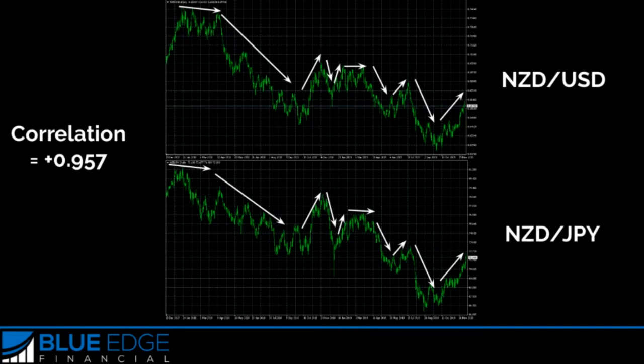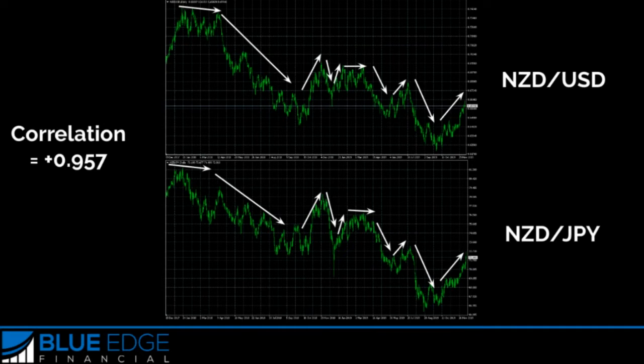For example, here you can see that we have two different pairs. We have NZD/USD and NZD/JPY, and they have a correlation coefficient of plus 0.957. So they are very positively correlated, and you can see that their charts look almost exactly alike. When one goes up, the other goes up. When one goes down, the other goes down.